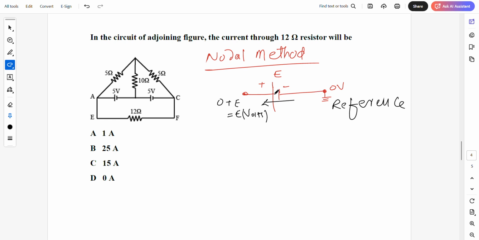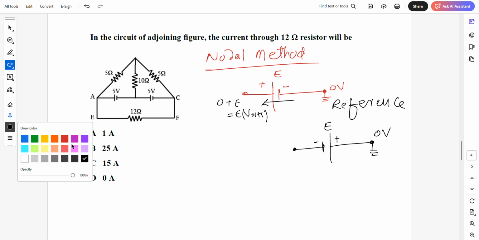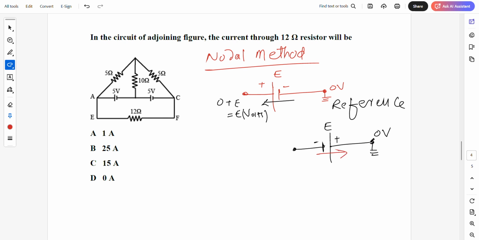If the polarity is favoring the current, I have to add to 0. Now for example, if it is like this, let us say this is minus and this is plus, and I take this as reference, 0 volts. If I move like this, it is opposite polarity, since the current is flowing like this. You have to subtract: 0 minus E, that is minus E volts, because of opposite polarity.